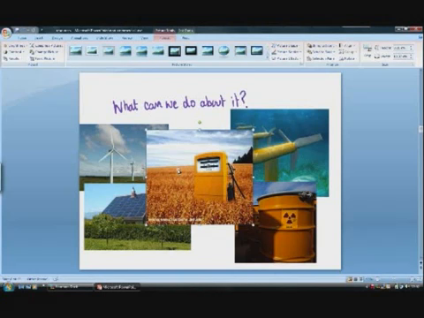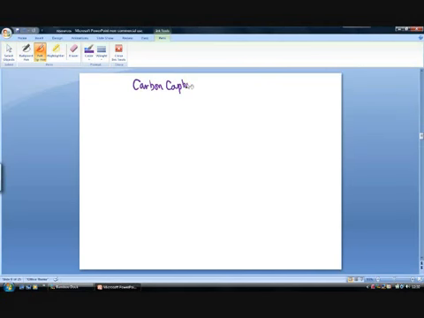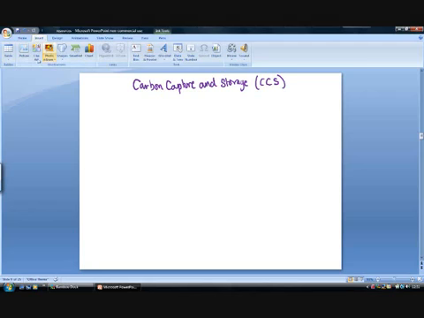Anyway, all these technologies, it will take time before we can get them up and running for everyday use. So what can we do now? What can we do at this moment in time? Well, one of the technologies that's been put forward as a way of reducing CO2 emissions is something called carbon capture and storage, abbreviated to CCS. Now, this is a proven technology. It does work.